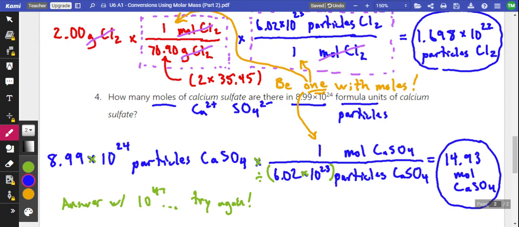And that's my answer. Okay, I have more than 6.02 times 10 to the 23rd particles of something, which means I've got more than a mole of it. Specifically, I have 14.93 moles of calcium sulfate. So nice, that's my answer. Okay, so be aware of that.